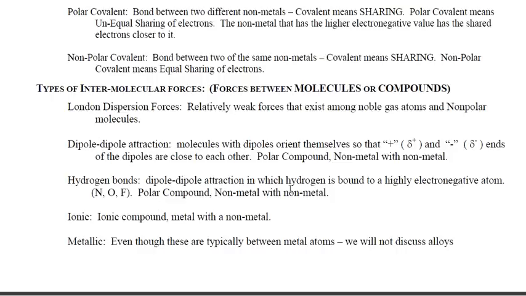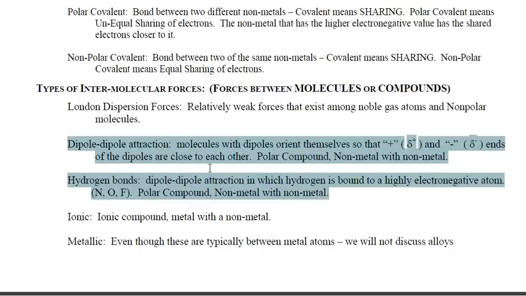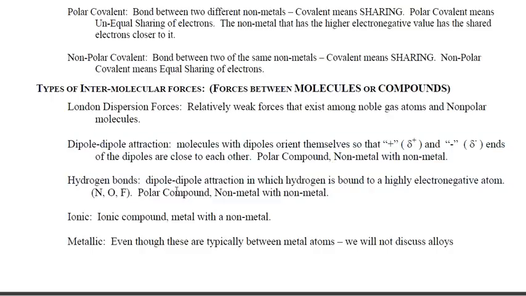However, if we have a polar compound that's nonmetal with a nonmetal, now we have to determine if it's dipole-dipole or hydrogen bonding. Well, hydrogen bonds are stronger versions of dipole-dipole. The difference is that we have hydrogen atoms in a hydrogen bond, and the hydrogen is actually touching a nitrogen, oxygen, or a fluorine. So again, you can have a compound that has nitrogen and hydrogen in it, but if hydrogen is not physically touching nitrogen, oxygen, or fluorine, you do not have hydrogen bonds between compounds.